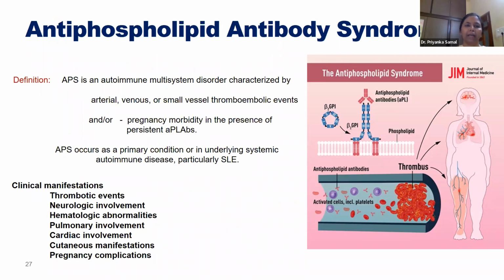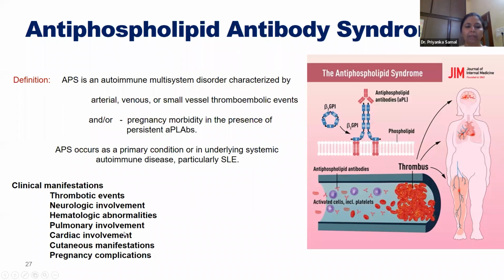The third spectrum is the antiphospholipid antibody syndrome. It is an autoimmune multisystem disorder characterized by thromboembolic events both in the arterial as well as the venous system, or it may be associated with pregnancy morbidity in the presence of persistent antiphospholipid antibodies. So APS occurs as a primary condition, or it may occur more commonly as an underlying system with an underlying systemic autoimmune disease like SLE.